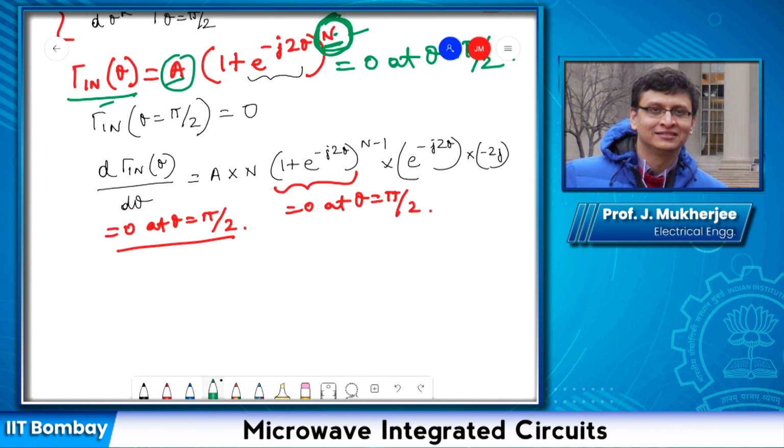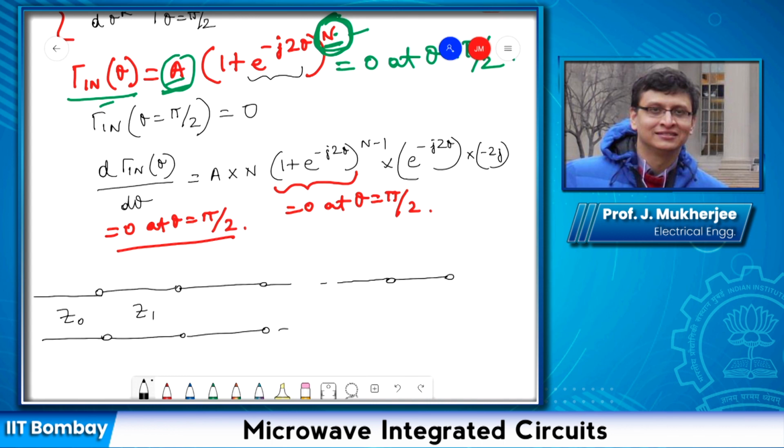Alright. So how can we find out the value of this capital A, first of all? To do that, let me draw the multi-section transformer. So here the characteristic impedance was Z0, Z1. This diagram I had shown in the previous part.